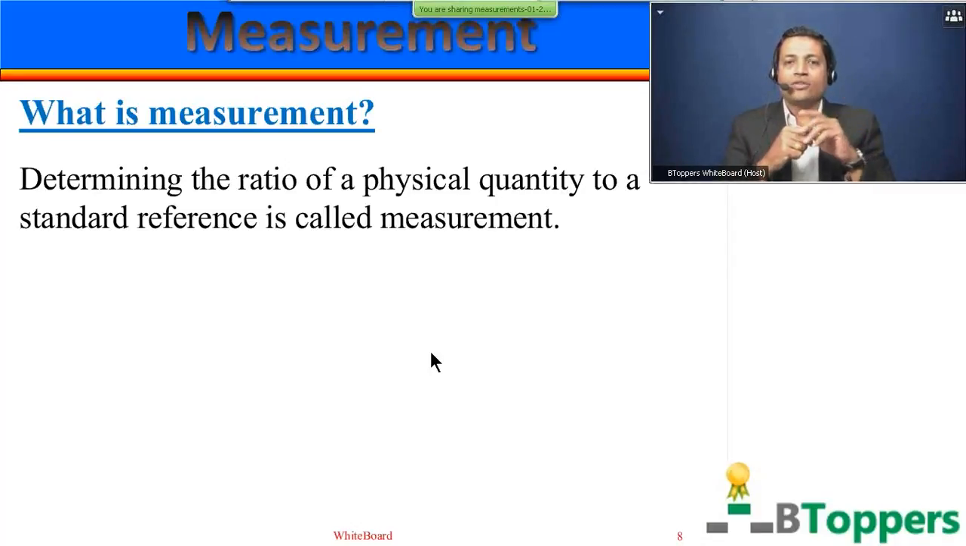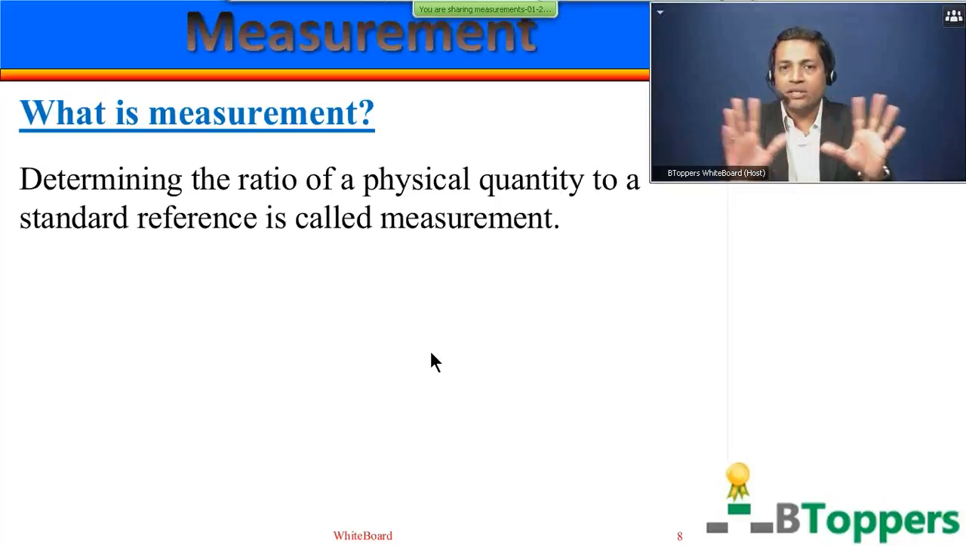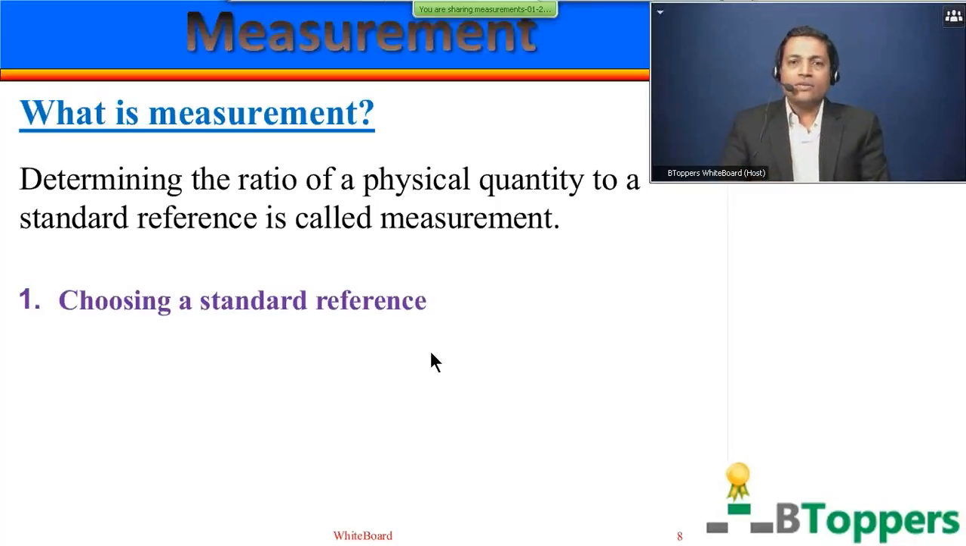Scientifically, determining the ratio of a physical quantity to a standard reference is called measurement. So as you see in this definition itself, there are 2 points involved. First one is choosing a standard reference. There is a name to this reference. We will come to that later on. But the first step is choosing a standard reference.